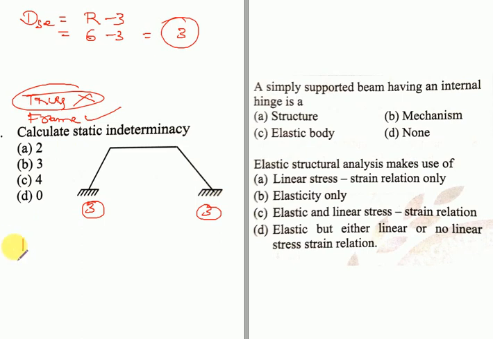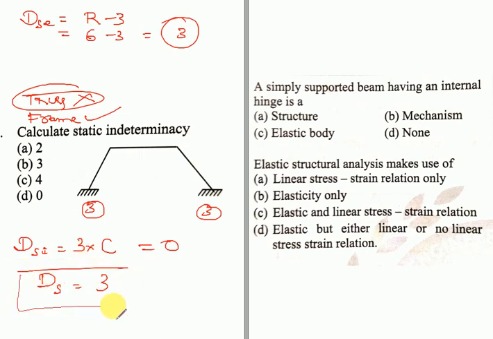Then we need to find the value for DSI. DSI will be equal to 3 times the number of closed loops, and the total number of closed loops is equal to 0 here, because there is no closed loop, so it comes to be 0. The value of DS is equal to DSE plus DSI, which comes to be 3. So the answer is 3. Next question.